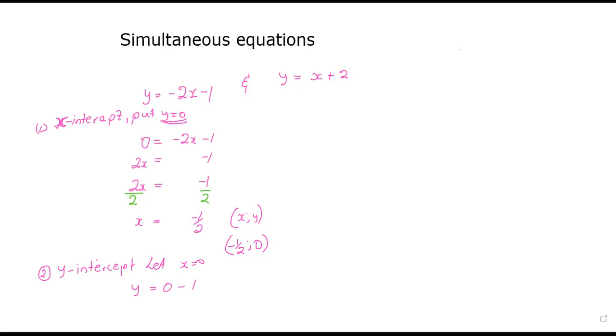Let's go back. We have negative 2, and we say our x is 0. Anything multiplied by 0 is 0. The answer is negative 1. In coordinate form, x is 0, y is negative 1.